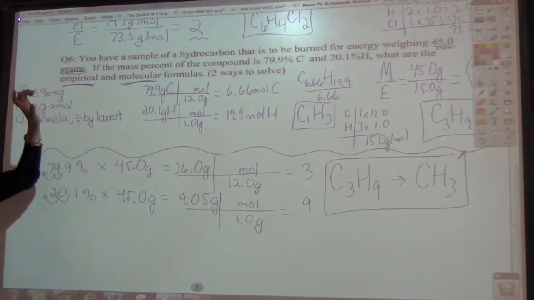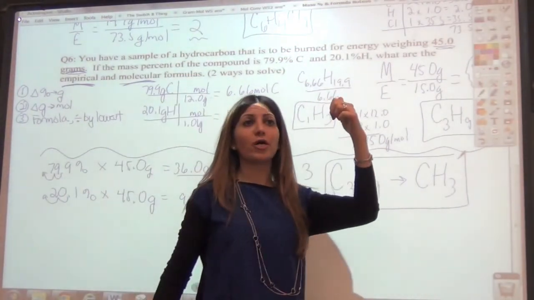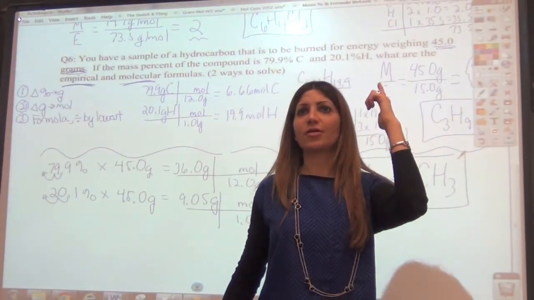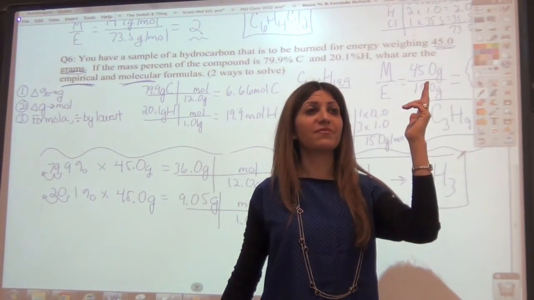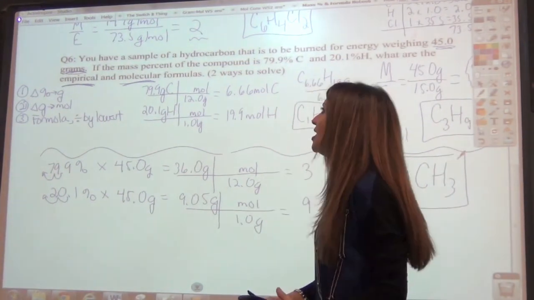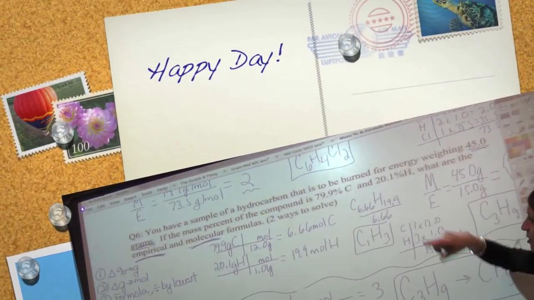So the 3 steps again, one last time are, change your percent to grams, grams to moles, then what? Divide by the lowest, okay? And then the equation is just molecular over empirical.